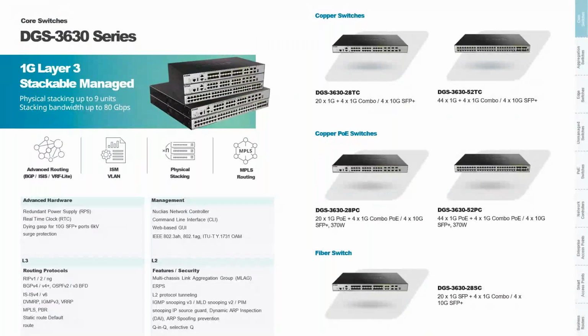So if we move into the first section here, we'll start off with the DGS 3630s. Now, these have been around for a while, and I know that Mark sold a fair few of these, so we're gonna hand over to Mark.